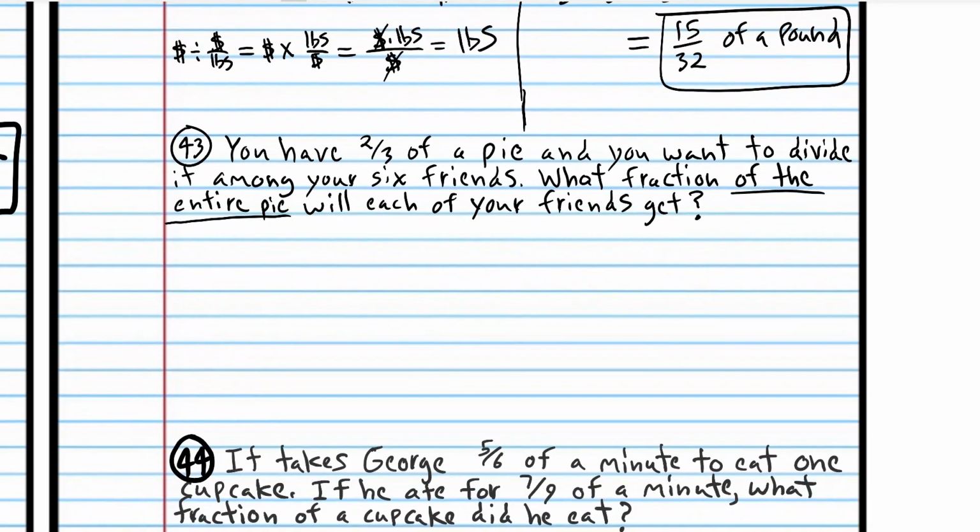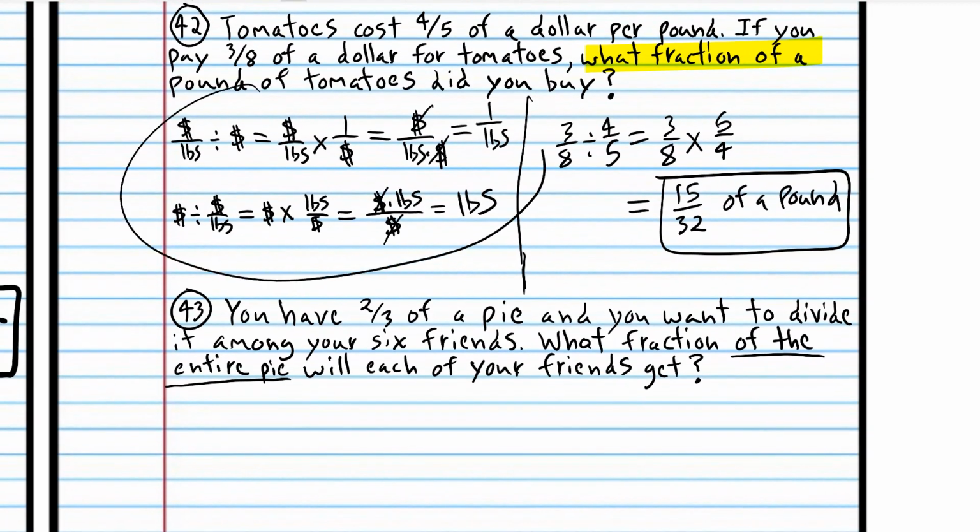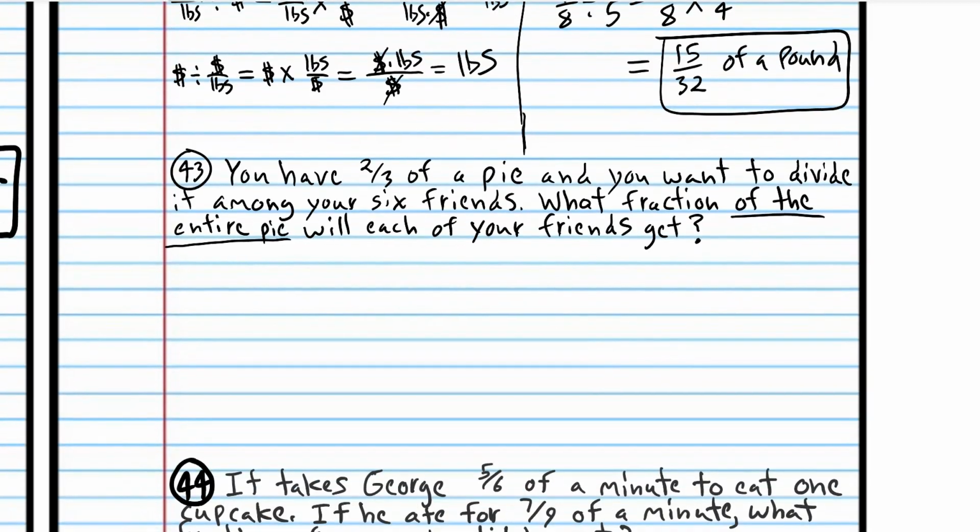All right, so why don't you try number 43 and use the factor label method like we did here to figure out which way you divide. Do you divide 2/3 by 6, or do you divide 6 by 2/3? Because in this problem we have a whole number. So this problem is a little bit different because we have a whole number, but if you have trouble with the whole number, don't worry, we'll do it together. So go ahead and pause the video, and when you come back, we'll do it together.